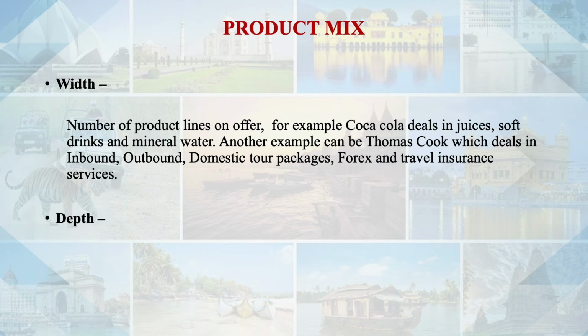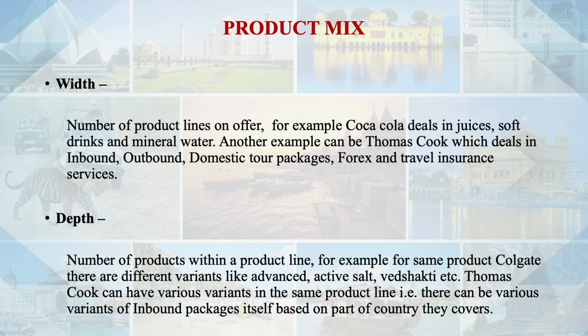Then the next dimension is depth. It means the number of products within a product line. For example, for the same product Colgate, there can be different variants like Colgate Advance, Colgate Active Salt, and Colgate Ved Shakti also. For Thomas Cook, for the same inbound tour packages, there can be different variants, like inbound packages for northern India, southern India, central India, or the Golden Triangle. So that gives the depth.